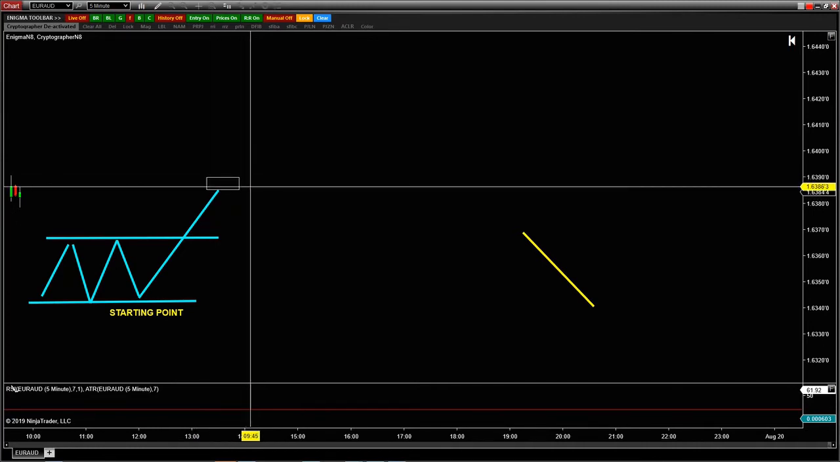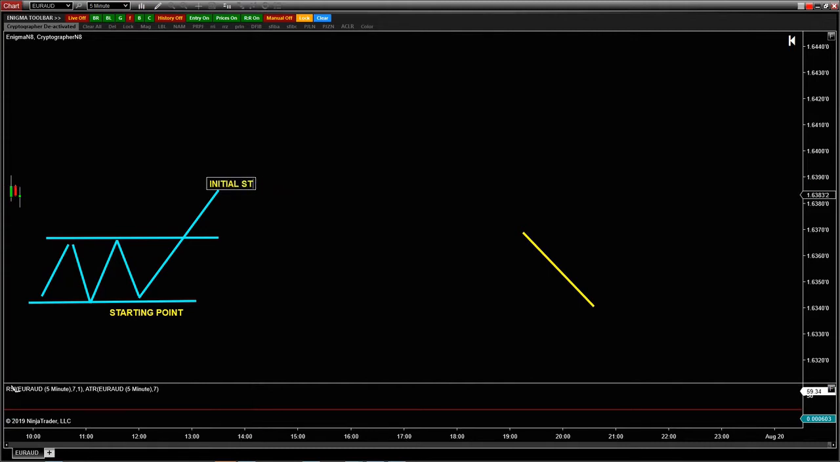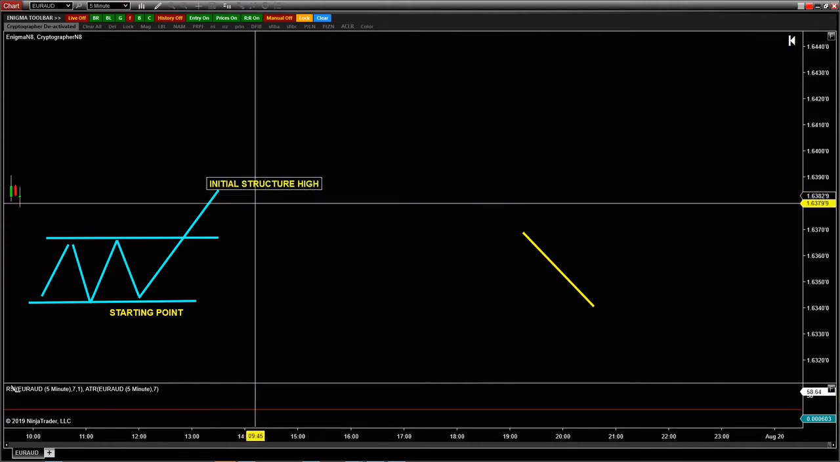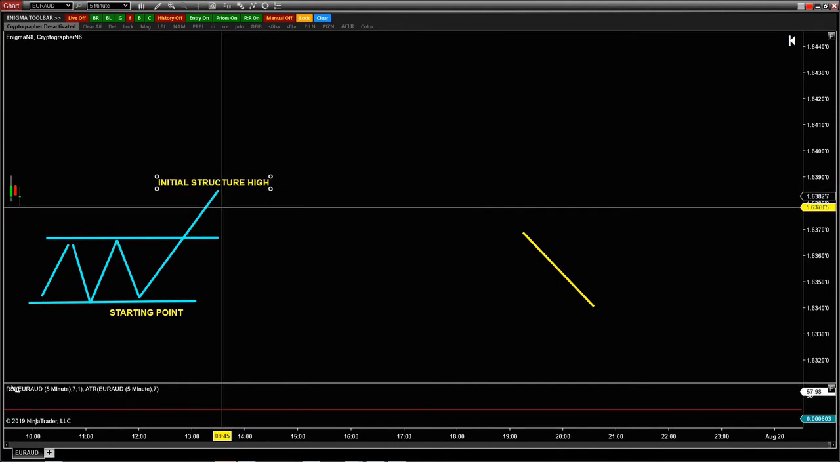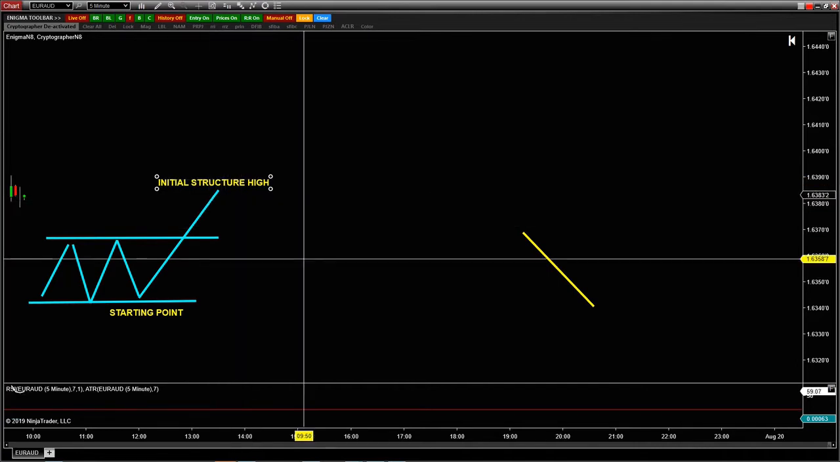This first point right here is going to be our initial structure high, right? We talked about the market putting in a pattern of higher highs and higher lows. This is our first high, correct? Our first new high since breaking out of consolidation. Would you guys agree? So this is going to be our initial structure high. Now the question is right now, are we in a trend? No. Right? Because you guys told me earlier, we need a series of higher highs and higher lows. We don't have that series. We have one higher high, right?